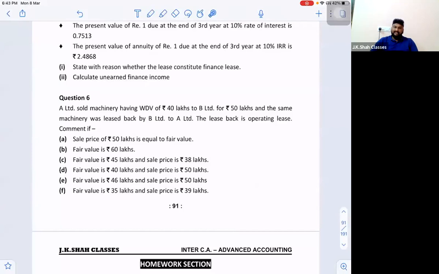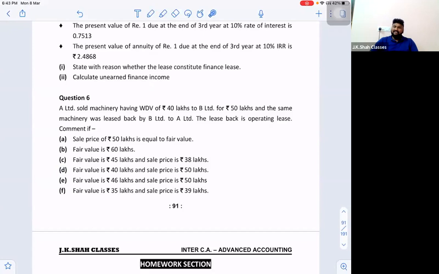So here we are discussing the profit or loss on the sale of the asset by A Limited to B Limited. The profit or loss treatment on the sale of the asset depends completely on what type of lease it is, which is clearly stated here: operating lease. So our problems are going to increase, and we have to answer in 6 different situations.